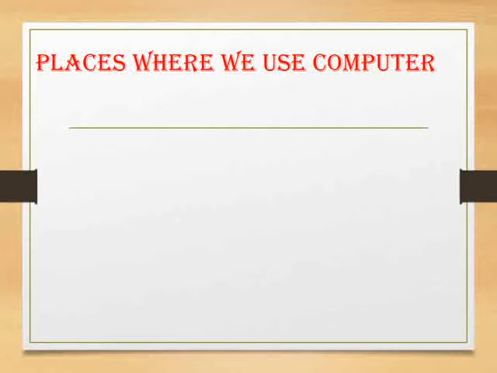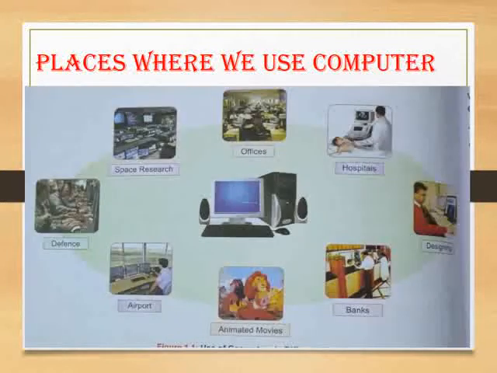So nowadays there are many places where we are using the computers. So let's recognize them, like office, hospitals, for designing purpose, in banks, for making cartoon or animated movies, in airport, for defense purposes, and at the Space Research Center. So except those places, we are also using the computer at our homes and in our schools also, right?